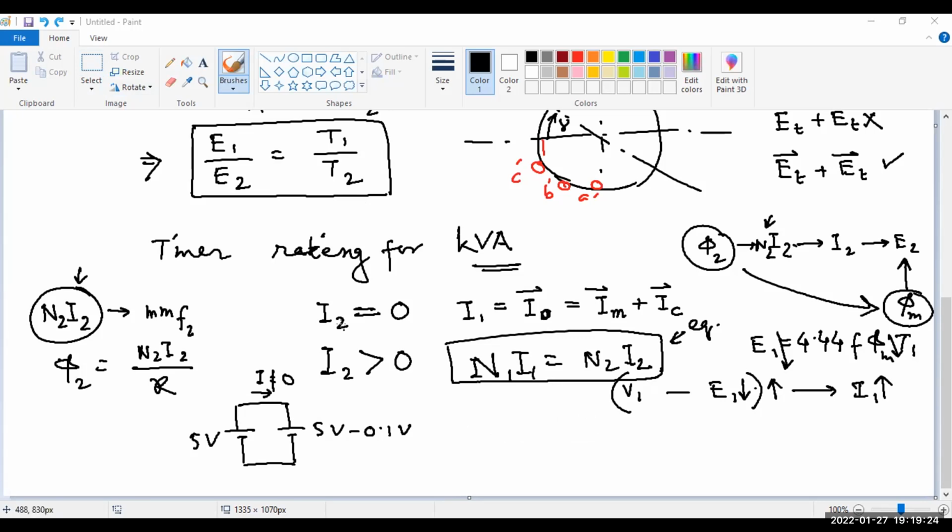Okay, so I think you have understood. This is a very important point. There is the MMF balance, so that you have to understand.